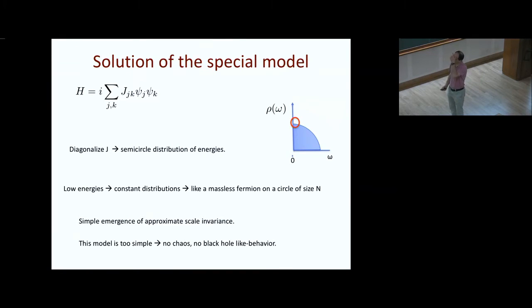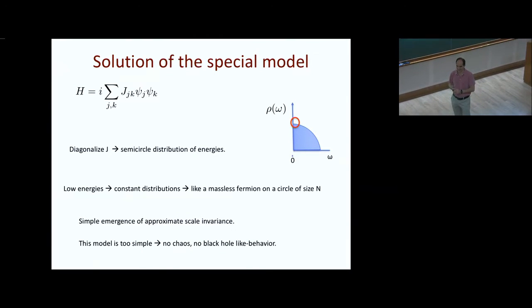This model is too simple. You might think that this could be a toy model for a near extremal black hole, which also has a scale invariance, as we'll see later. But this is too simple. There is no chaos, there is no black hole like behavior, and so on.